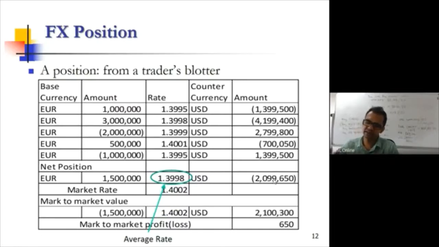Because when you buy one currency, you sell the other currency. In a single currency pair, whenever you go long in one currency, you go short in the other currency. So in this example, you go long in euro, so therefore you should definitely be short in dollars. So you have 1.5 million euros at a cost of this much in dollars. Once you net this, you get the total cost of your holdings of euro.